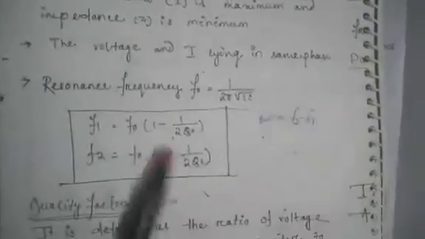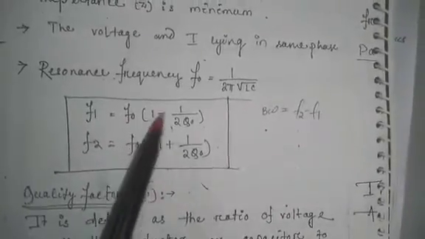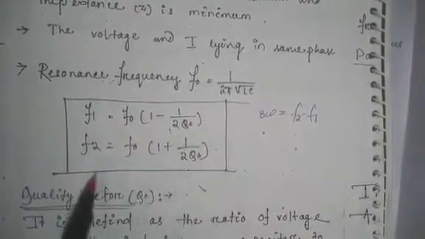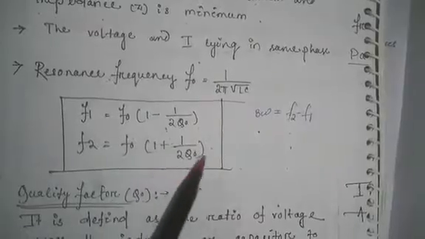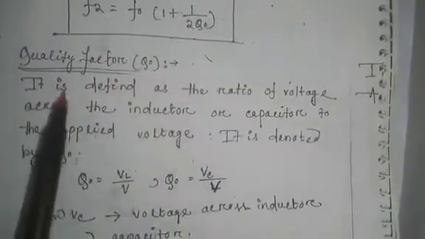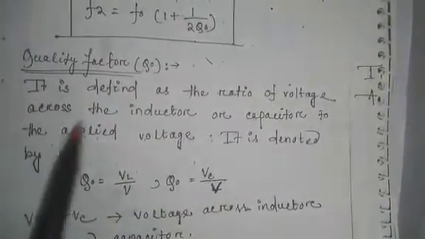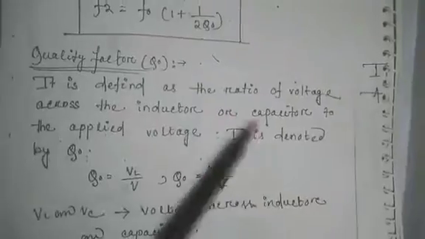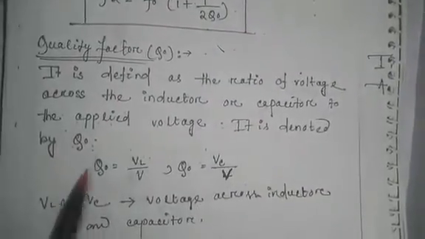And what is the value of f1? f1 is equal to f0 into 1 minus 1 by 2 Q0, and f2 is equal to f0 into 1 plus 1 by 2 Q0. What is Q0? Q0 is called the quality factor. What is the definition of Q0, or quality factor? It is defined as the ratio of voltage across the inductor or capacitor to the applied voltage. It is denoted by Q0.